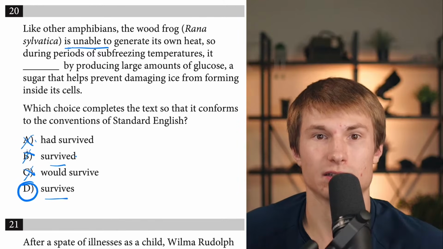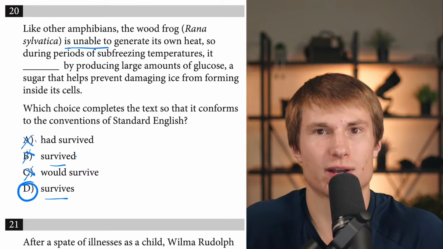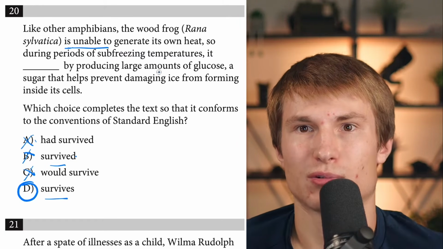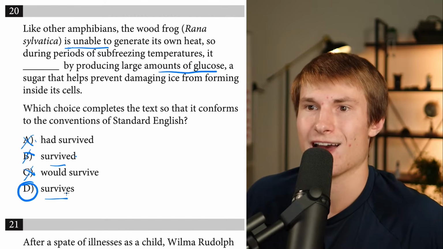It is consistently able to survive. Okay, this happens regularly because the frogs have this adaptation, right? They produce these large amounts of glucose. Okay, so our answer has to be D.